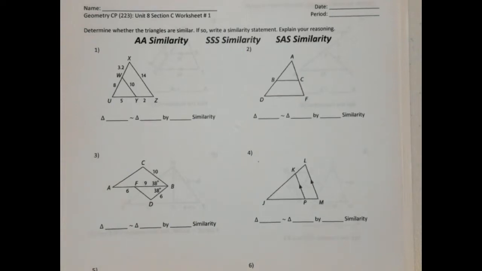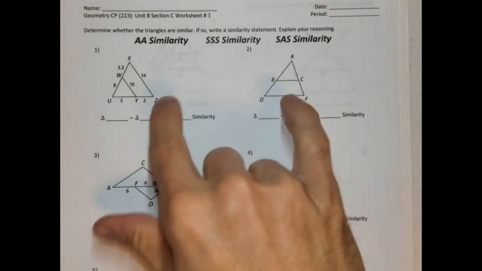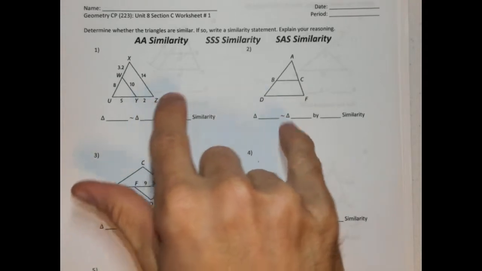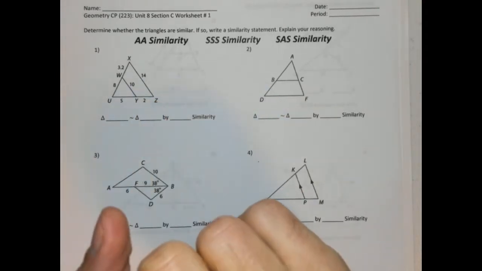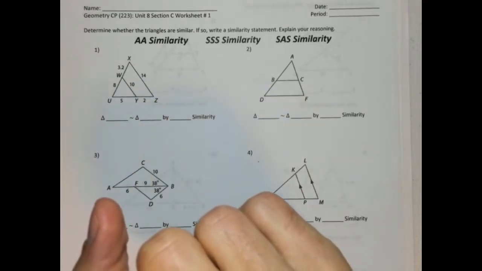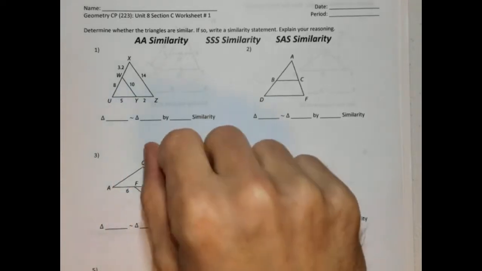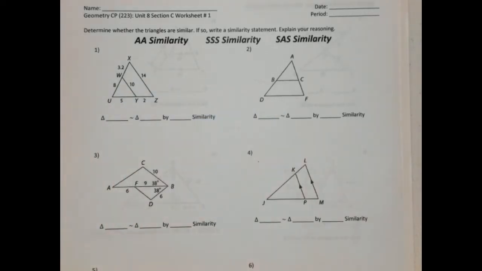Hi everybody. Today we're going to take some time to look at the exercise worksheet for section 7-3, which is similar triangles. And what it's going to require us to do is identify why a pair of triangles is similar and also be able to write the similarity statement accurately. So those are two things it's asking us to do.